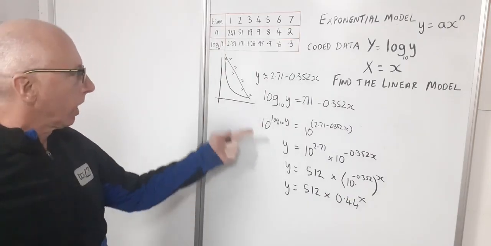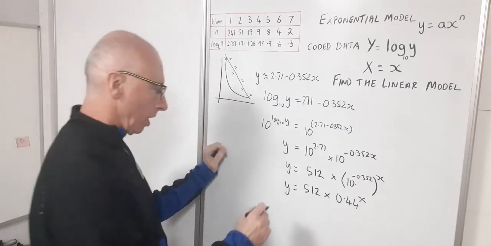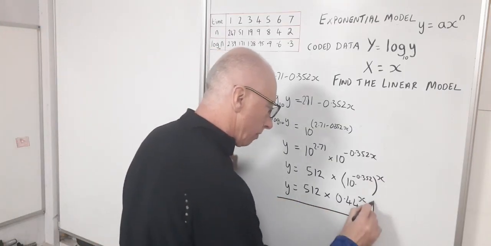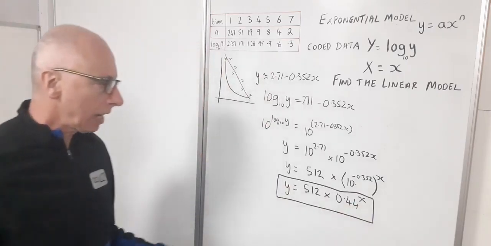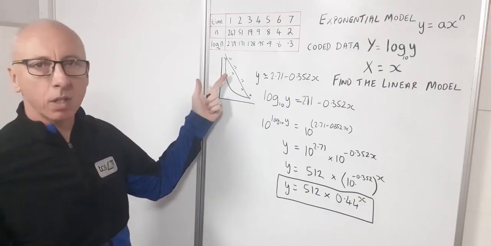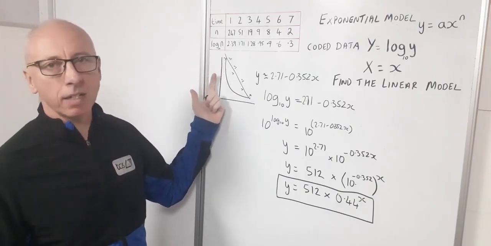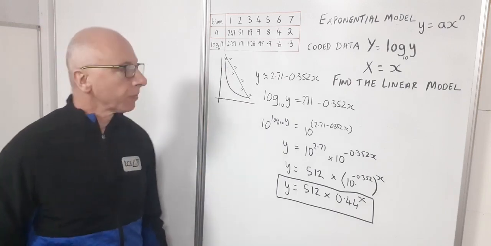And then that will give us a chance to estimate some values along this linear representation. So that is the linear representation after we've coded our data, log base 10. And then you can try some values and you'll get some reasonably close, but again this is only an estimation, but it's certainly easier to use than on the exponential curve. Okay.